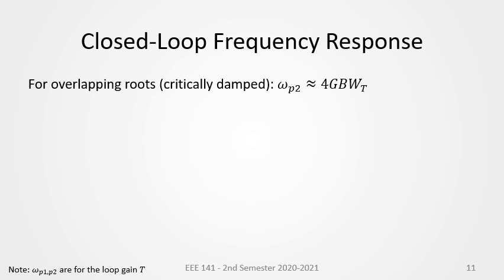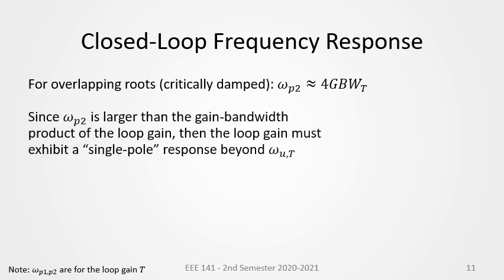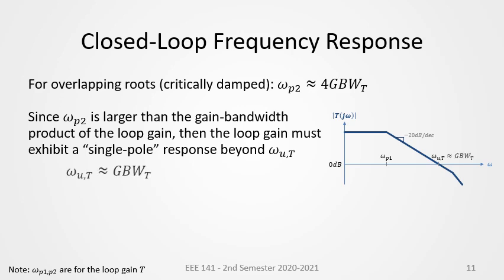Again, we rewrite the result from the previous slide where the second pole of the loop gain is 4 times larger than its gain bandwidth product for a critically damped response. And since omega p2 is larger than the gain bandwidth product of the loop gain, then the loop gain must exhibit a single pole-like response beyond omega u. This is shown in the figure. Note that the plot is the loop gain and not the open loop gain nor the closed loop gain. For such a response, the unity gain frequency is approximately equal to the gain bandwidth product.